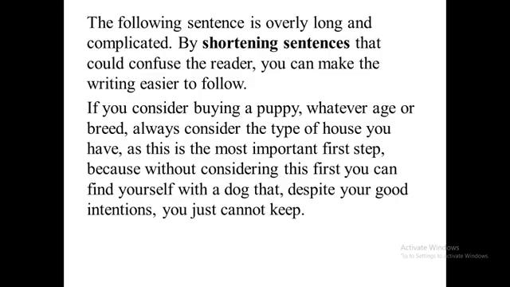Now look at another example. The following sentence is overly long and complicated. By shortening sentences that could confuse the reader, you can make the writing easier to follow. If you consider buying a puppy, whatever age or breed, always consider the type of house you have, as this is the most important first step, because without considering this first you can find yourself with a dog that despite your good intentions you just cannot keep.